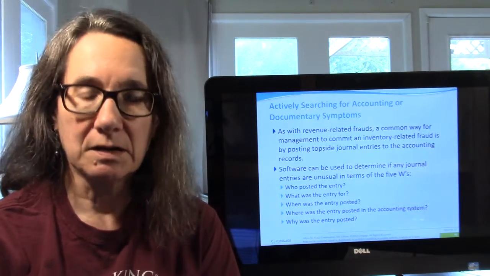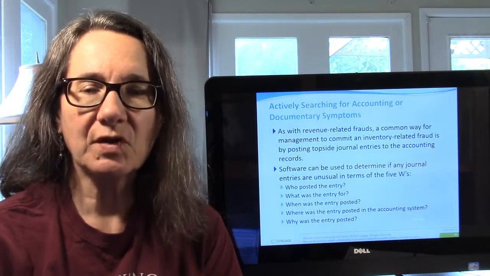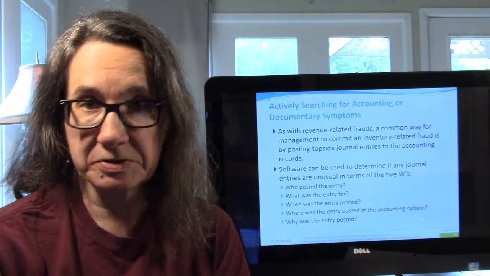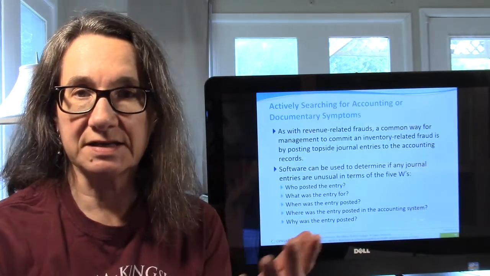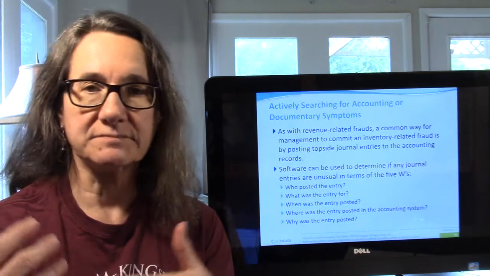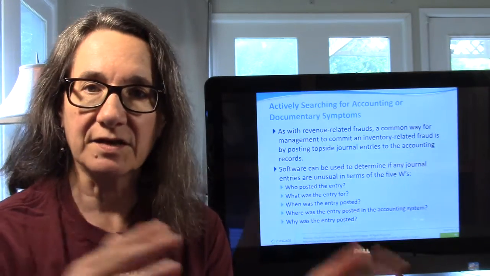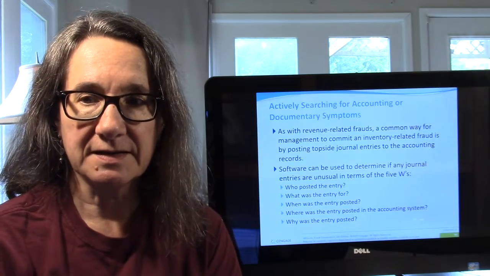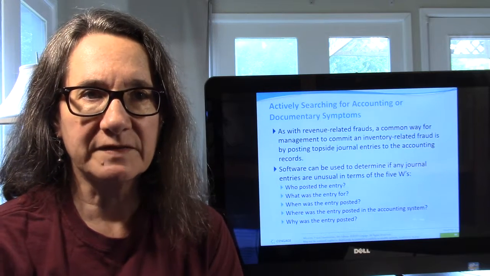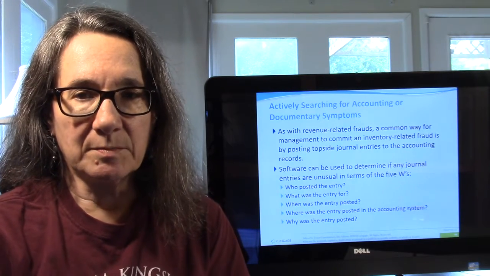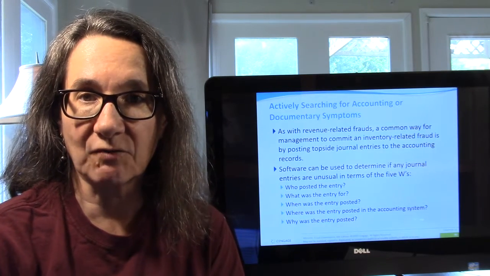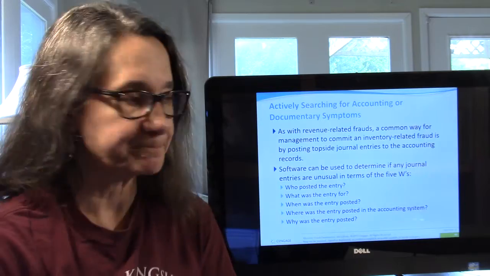when, where, why. So you can use your software to find weird journal entries, anything outside this time period, anything by this person, anything over this amount, right? Anything not through a subledger, right? Anything like that, anything at the end of the period, right? So all of these anomalies are going to appear and will be suspicious, and you can use your software to help you find those weird accounting entries.